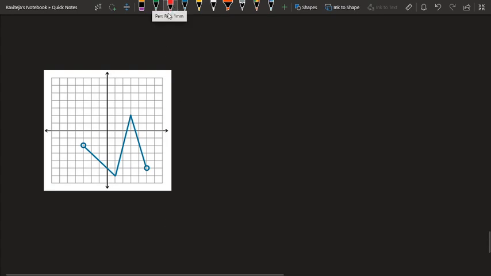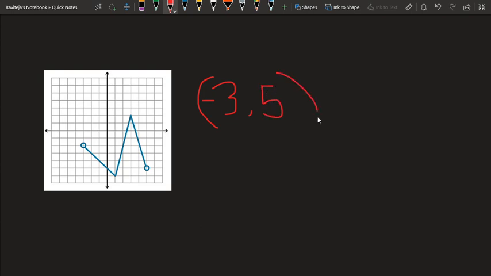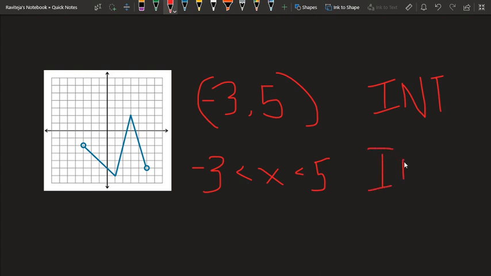Okay, for this case, the interval notation would just be parentheses, negative 3, comma, 5, parentheses. And our inequality notation would be negative 3 is less than x, which is less than 5. And we can see this by the open circles of the endpoints. Since these are open circles, we would put parentheses around it, and we would just make them less than. So these are interval and inequality notations.